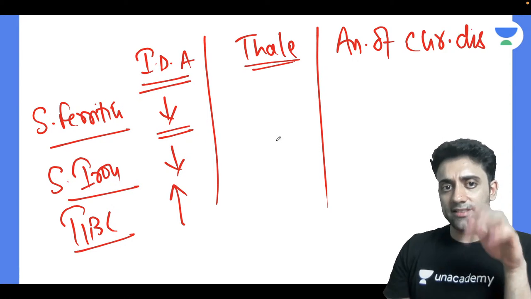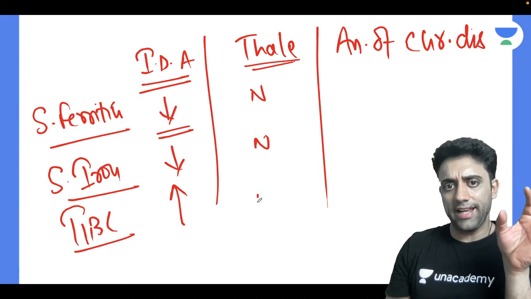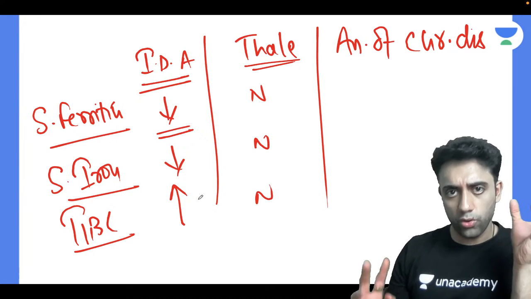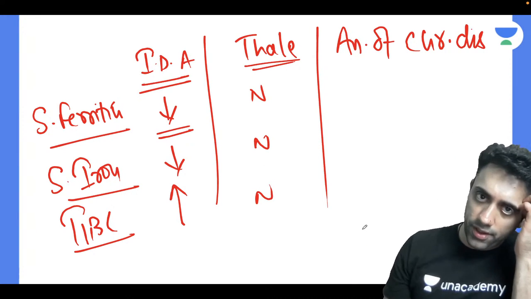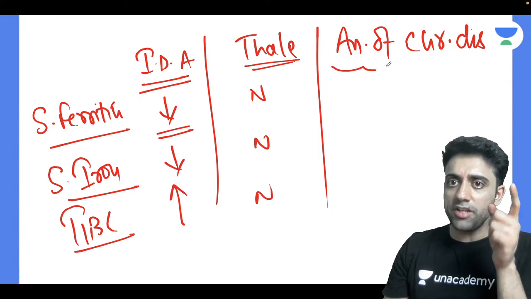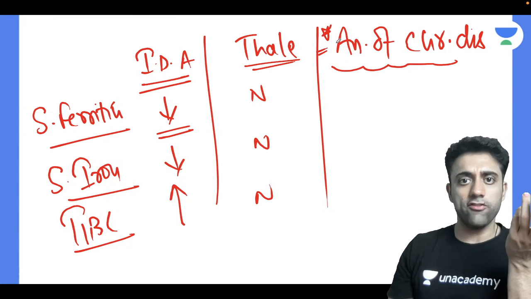What happens in thalassemia in such cases? Roughly, they are normal. They are not really affected. Normal to low, something like that in a case of thalassemia. But now the special part, the PG question was regarding anemia of chronic disease.